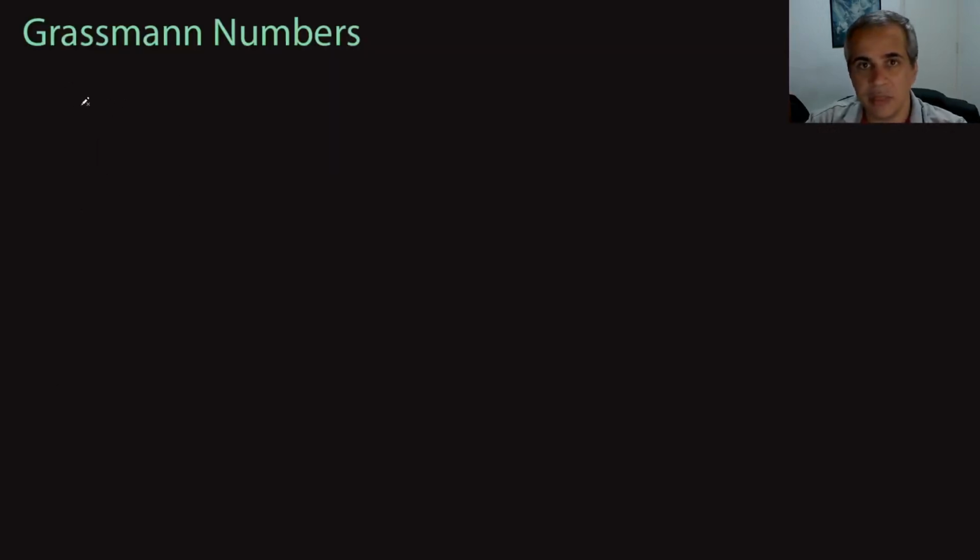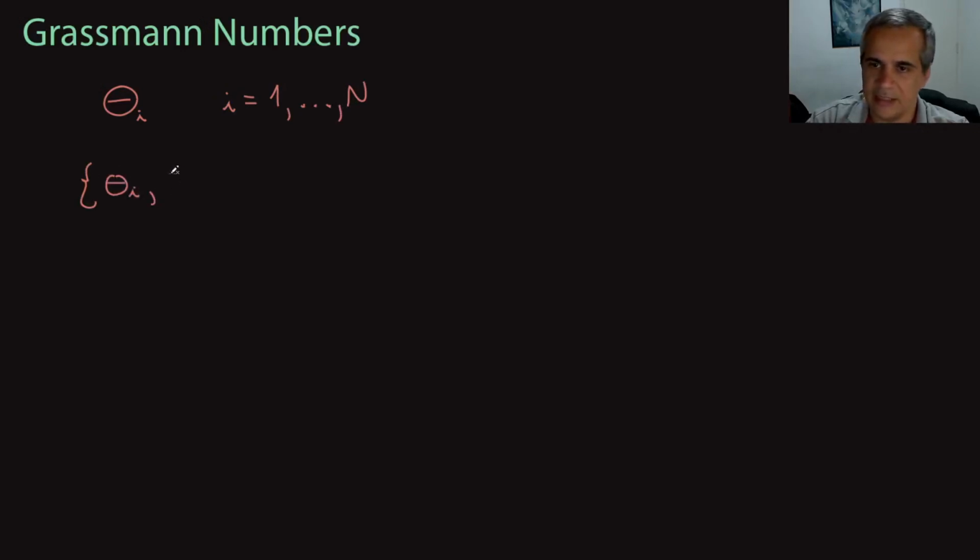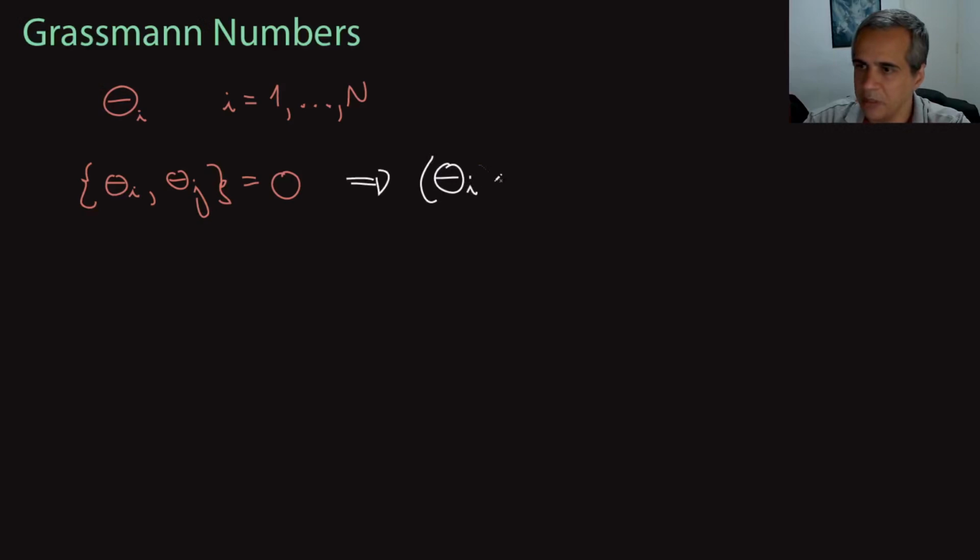Okay, so the Grassmann algebra will be generated by a set of generators, which I'll call theta_i, with i going from 1 to n, so that any two of these, theta_i and theta_j, anti-commute between themselves. Of course, that implies immediately that the square of any of these generators is 0.